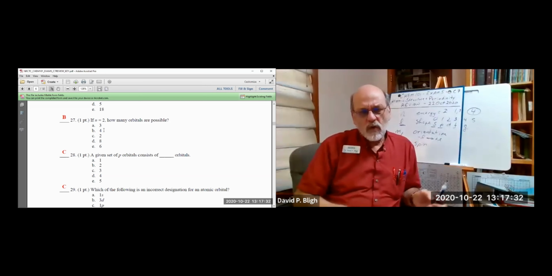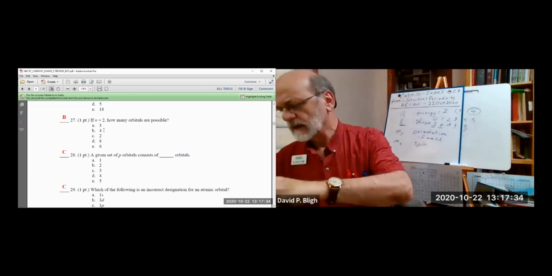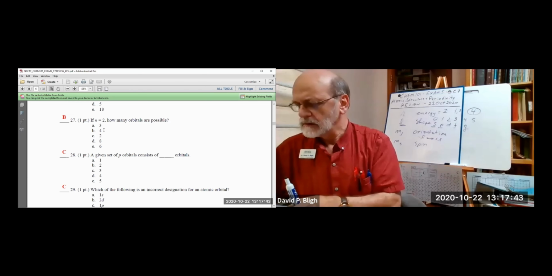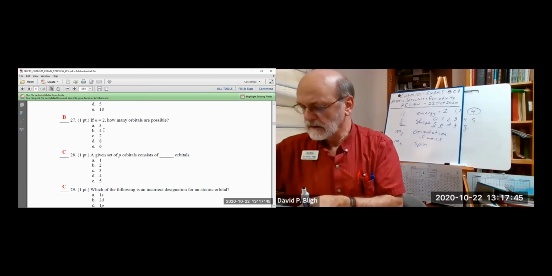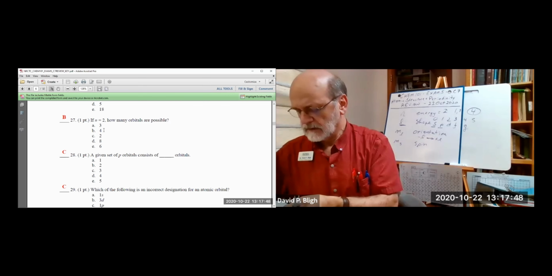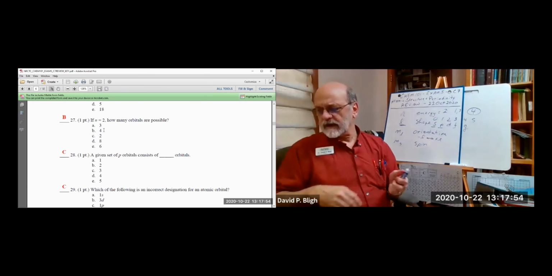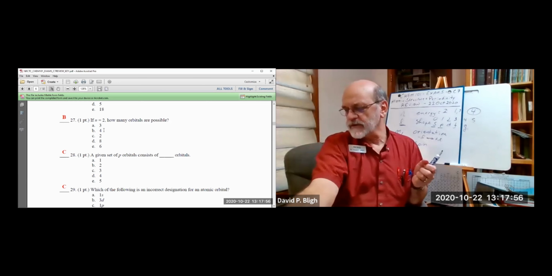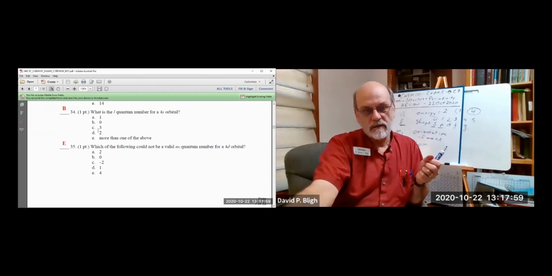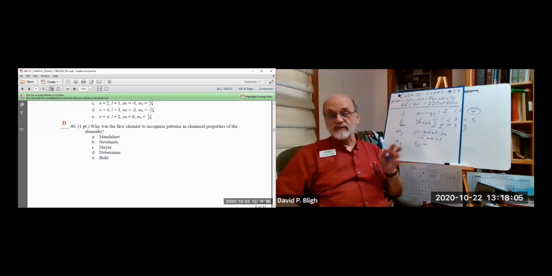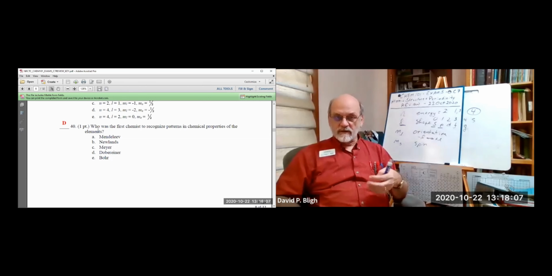Okay, so let's see. I'm going to skip that one. That's a memorization problem. Who was the first chemist to recognize patterns in chemical properties of elements? That's number 40. Temptation is to say Mendeleev, but he wasn't the first one to recognize patterns. The first one we know of was Dobereiner with the triads.